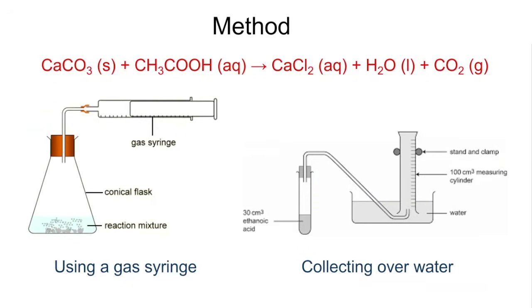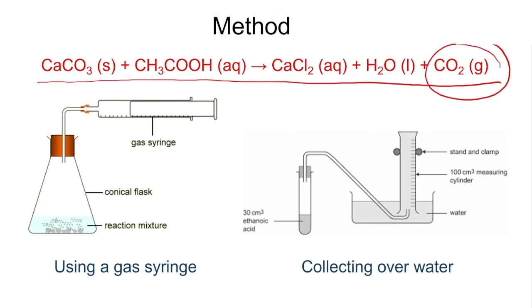So the method that we use is one of 2 ways. We will either use a gas syringe or we will collect the gas over water. So this is our equation here, where you can see that we have a 1-to-1 ratio, and most importantly, this creates a gas. If we use the gas syringe, the gas is formed, travels through the delivery tube here into the gas syringe, and it pushes the plunger back, and wherever it finishes is our end volume.